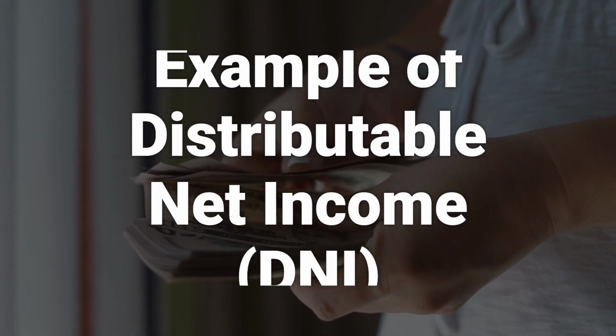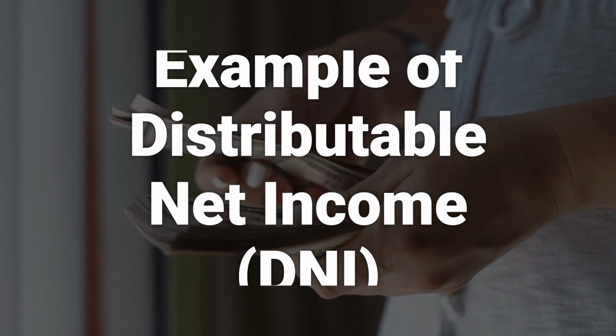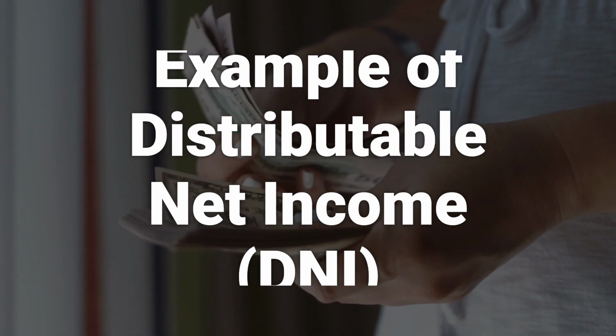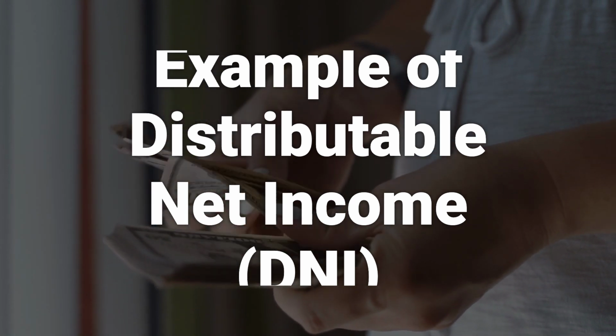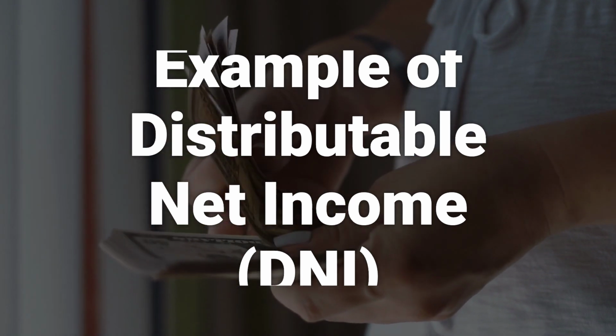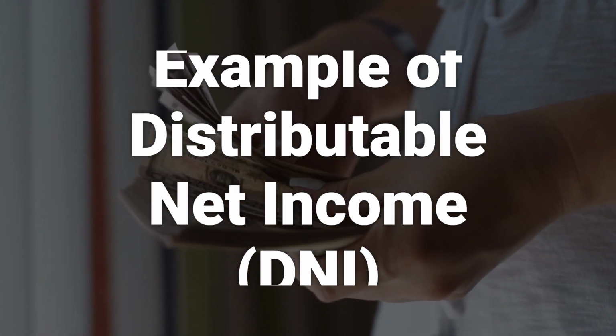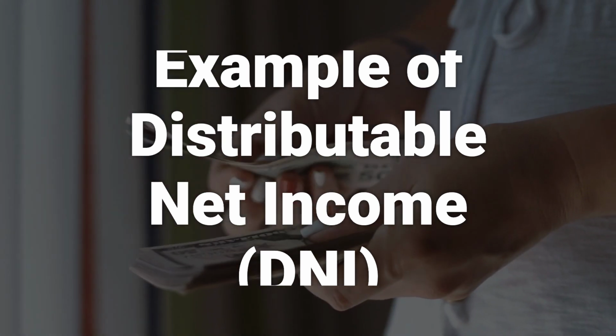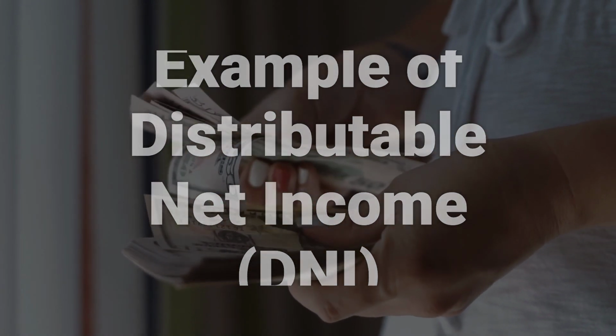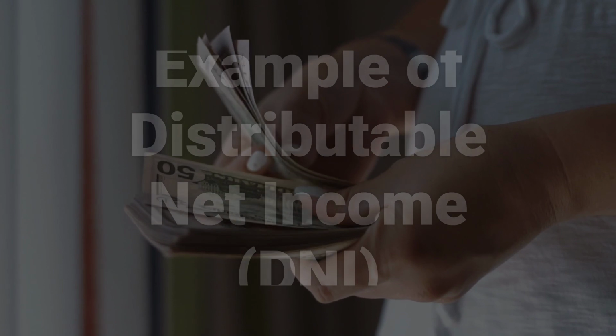For example, if a trust reported $40,000 in total income, with $10,000 from interest income and $30,000 from dividends, with fees of $3,000, and a capital gain of $15,000, and an exemption of $300, the taxable income would be $51,700. Then, the DNI would be $37,000.